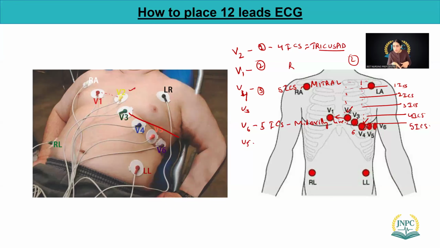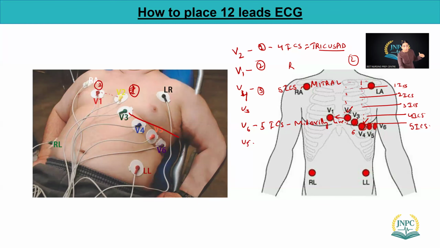So again, let's do the recap. V2 first, that is on fourth intercostal space, where you have tricuspid area, which is on the left sternal border. After you place that V2 here, this is the first one, then go exactly and follow the same fashion, same level on the right side. So that is your second area. And first is done, second is done.